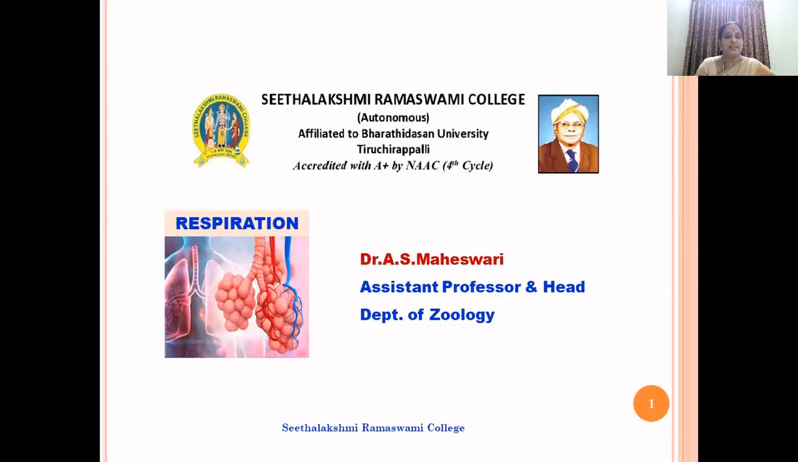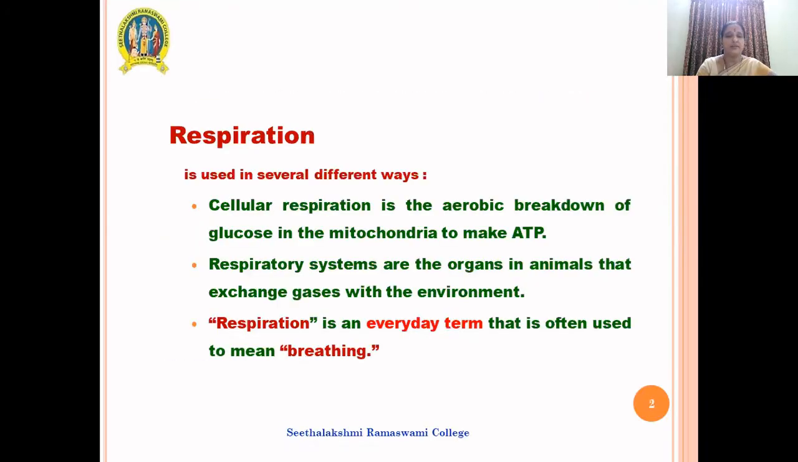So in this context, we are going to see the respiration with reference to human beings, the respiratory system, the types of respiration, and the general details pertaining to the process known as respiration. So respiration is a physiological process which is used in several different ways. Cellular respiration is the aerobic breakdown of glucose in the mitochondria to make ATP molecules.